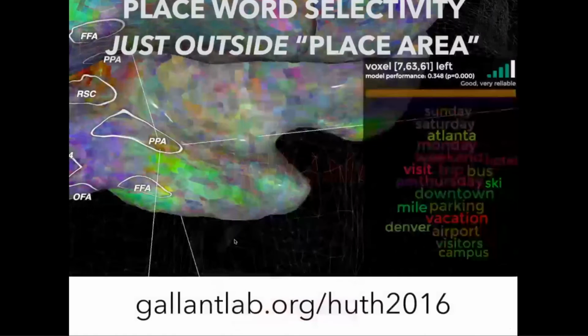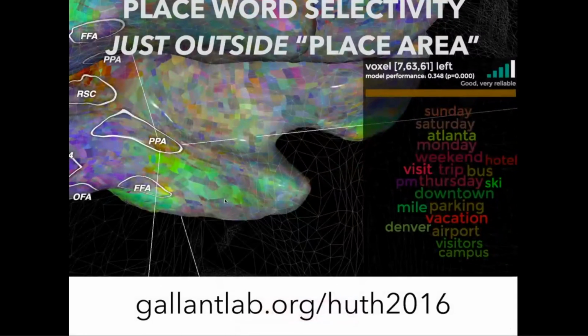So I was playing around with this web-based viewer for the language data that y'all should check out if you're interested. If you go to gallantlab.org/Huth2016, you can see this 3D viewer. You can move the brain around and click on voxels and see what they're selective for. I was looking specifically at the parahippocampal place area right here. This is a kind of weird view of the brain. This is the left temporal lobe, and we're looking up at the bottom of the brain. This is the right hemisphere.